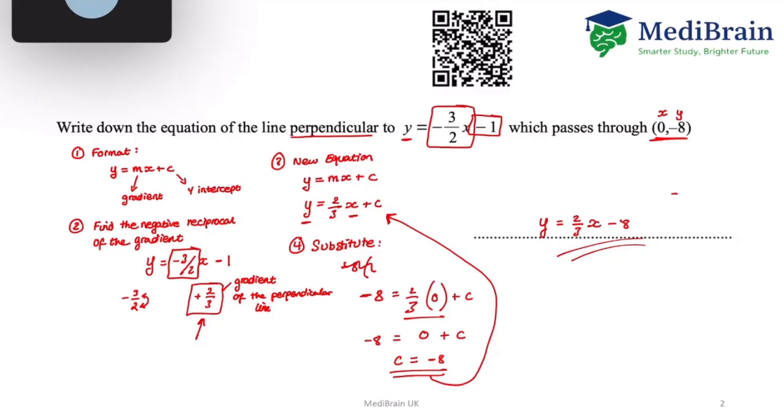That's our final answer, and that's the equation of the line which is perpendicular to y equals -3/2 x minus 1. Okay, so just to reiterate, the first thing that we check is if the line is in the correct format, and the correct format must be y equals mx plus c. M is the gradient, c is the y-intercept. Because we're working out perpendicular lines, we always need to work out the negative reciprocal of the gradient.